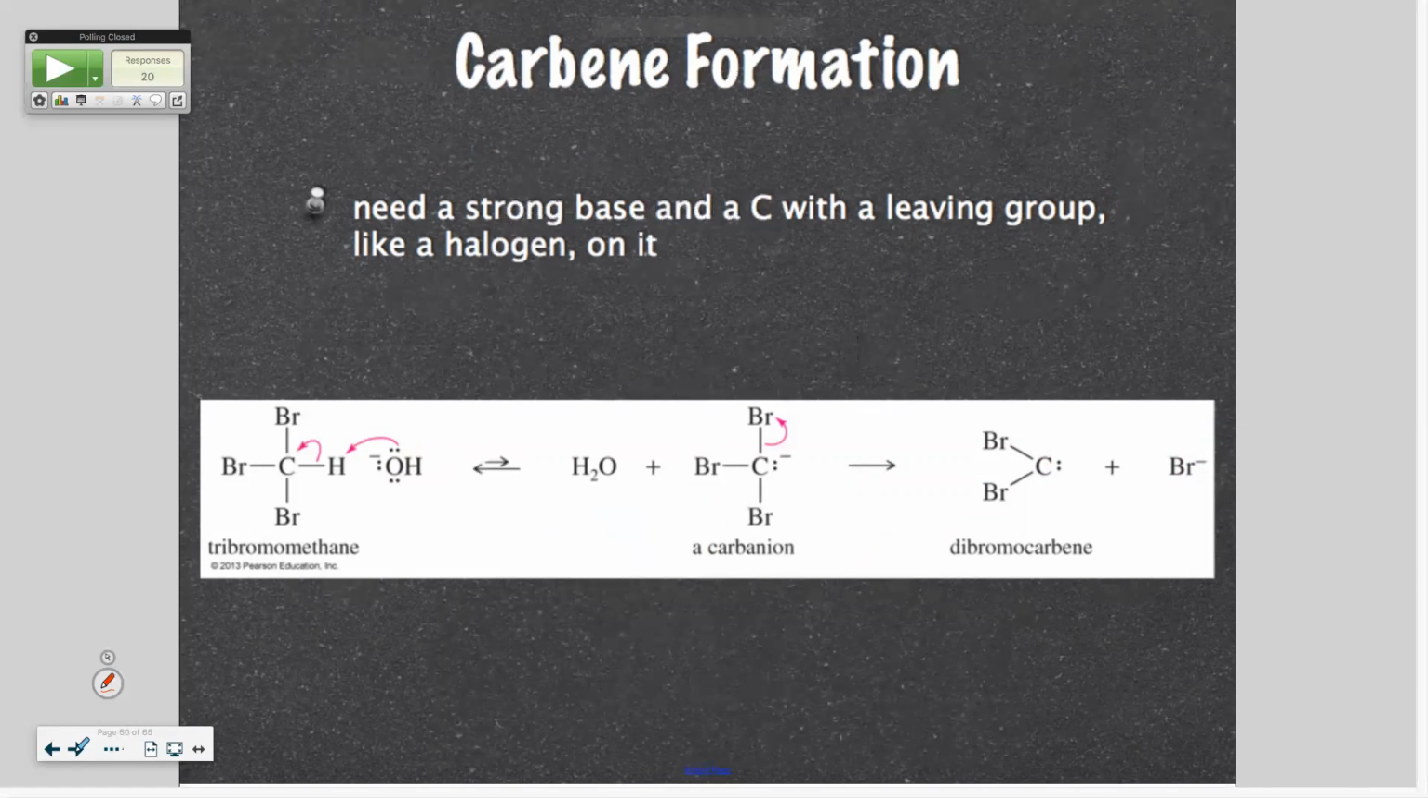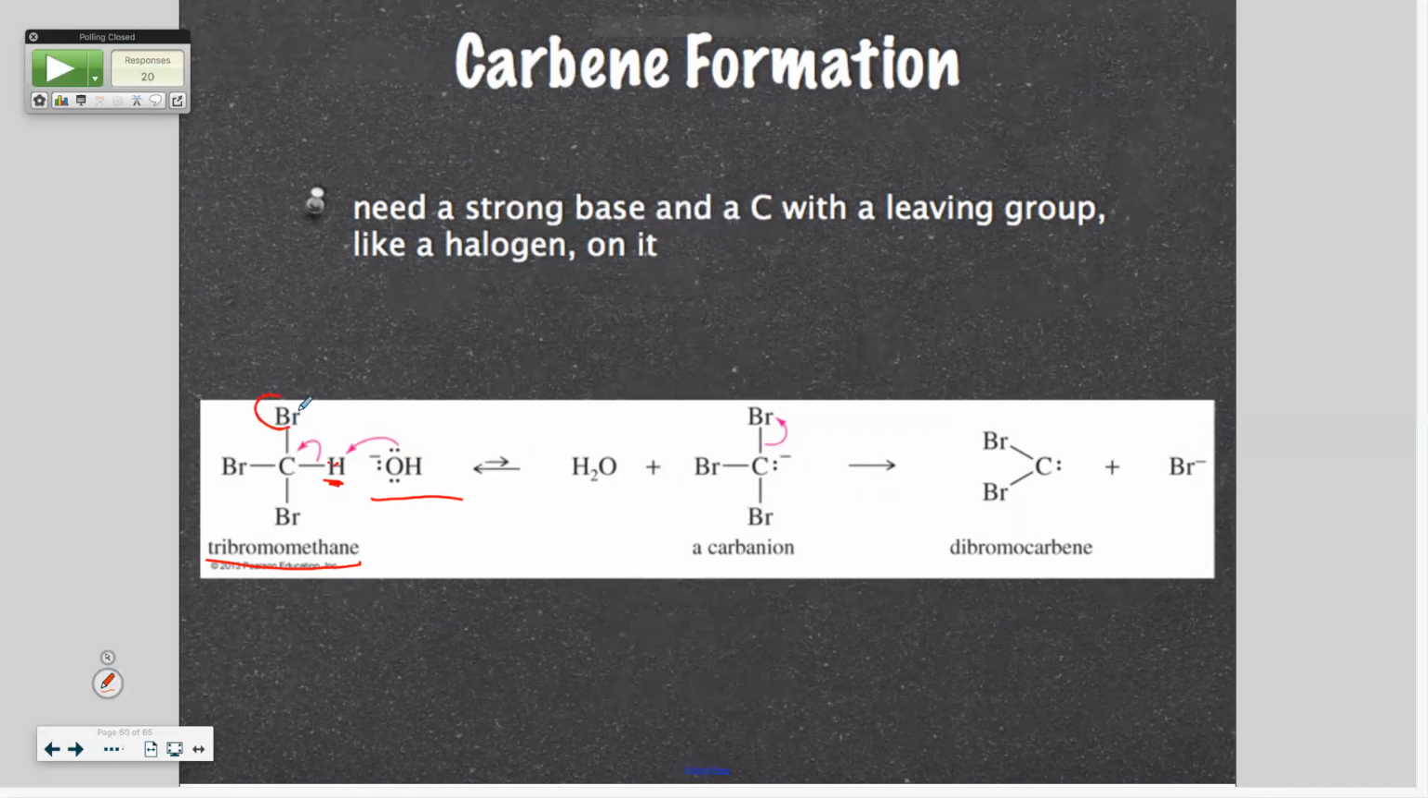Okay. Here is forming a carbene. This uses tribromomethane and a strong base. Sodium hydroxide is strong enough. If I said strong base, you still would probably name that one. So the OH minus removes this hydrogen. Why can it remove that hydrogen? Why is that hydrogen kind of acidic?